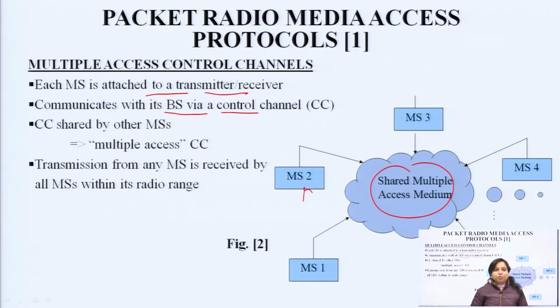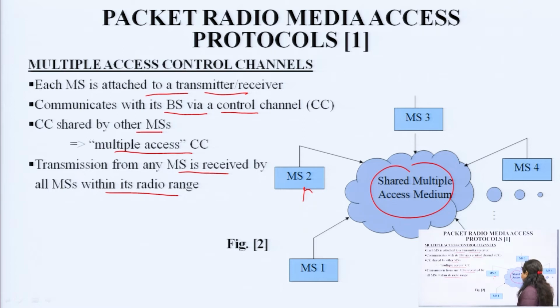The voice channel is used to transmit only the voice signal between the transmitter and receiver, or any other intermediate node, but the control channel is basically used to transmit the control signals, like to control or to send any useful information. So, it communicates with its BS via the control channel. Now, the control channel is shared by other mobile stations, which should be equal to the multiple access control channel. Transmission from any MS is received by all the MS within its radio range.